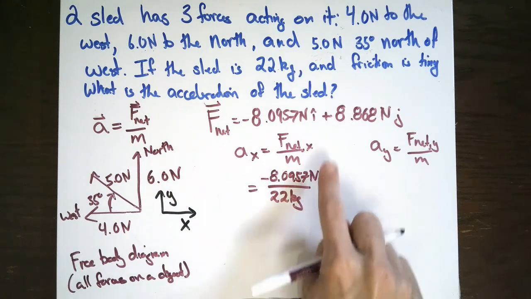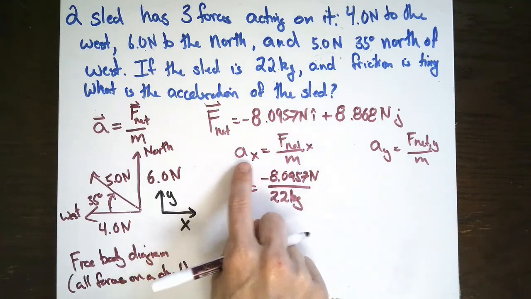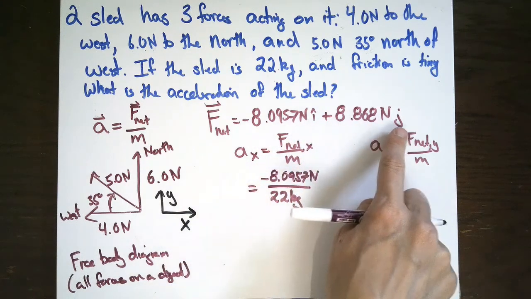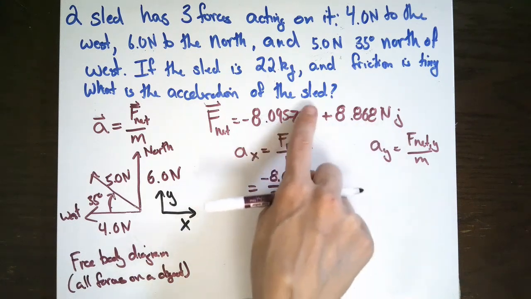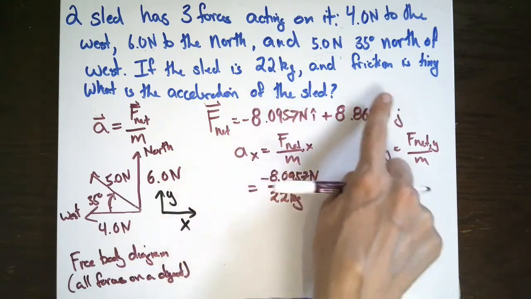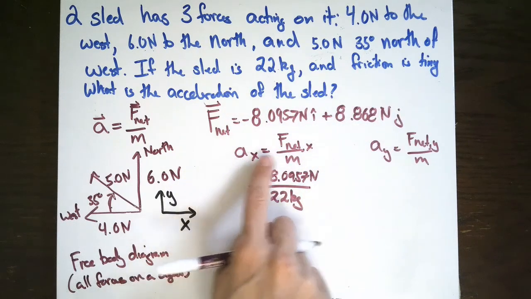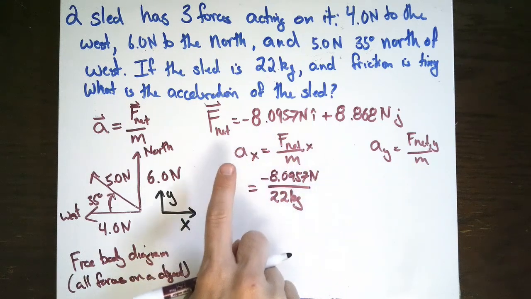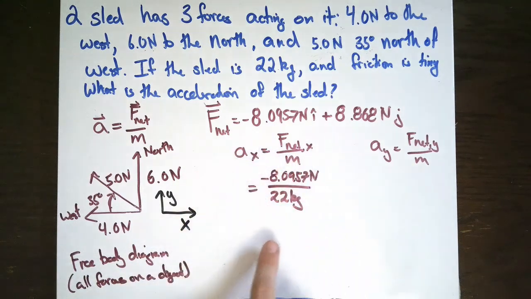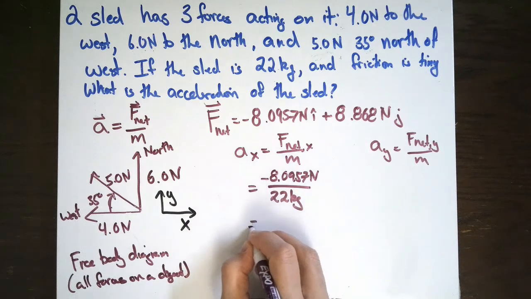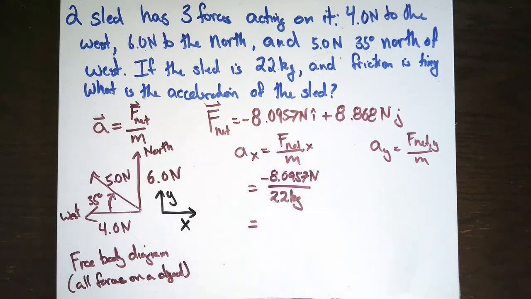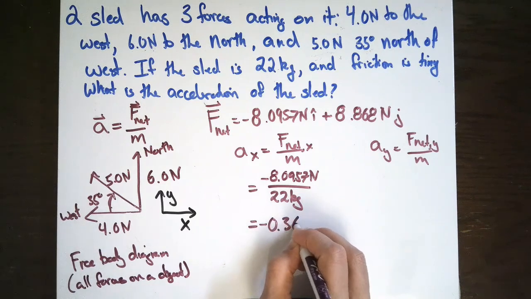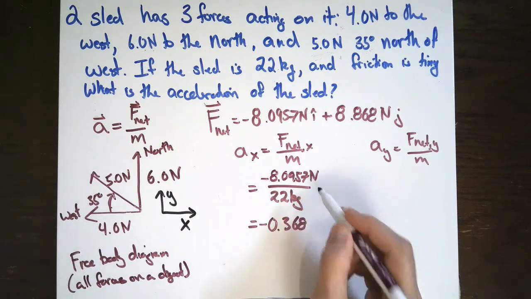And I don't have to put the i hat here because I've already divvied this up into the components. So remember, the i hat and the j hat, they're just there to remind you this chunk is the x component and that chunk is the y component. But since we were doing an x equation, we know that everything in here is going to be the x component of the vectors. So all right, let's go ahead and calculate that out. That will be -0.0368, and then the units.